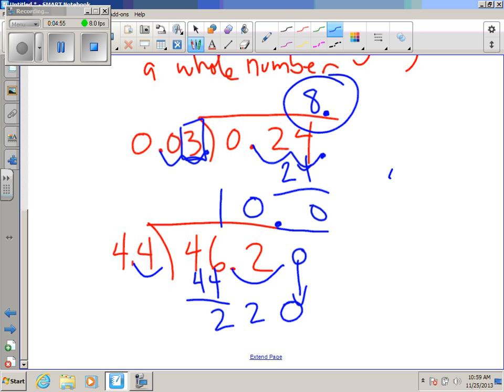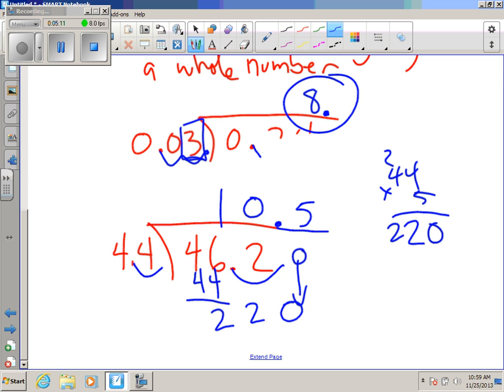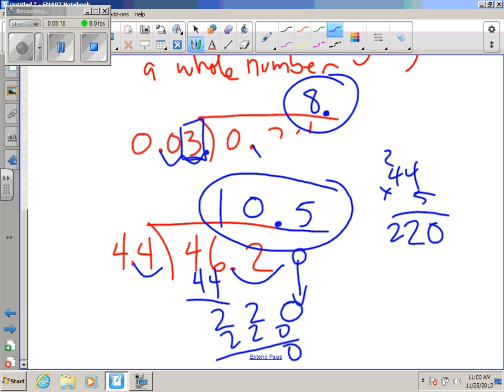Let's try 5. 20. 22. This is just 10.5. That's the 0 from up here. 10.5. And there it is. Zeros in the quotient, making sure we put the 0 where we need it.